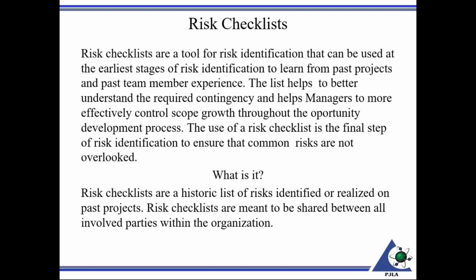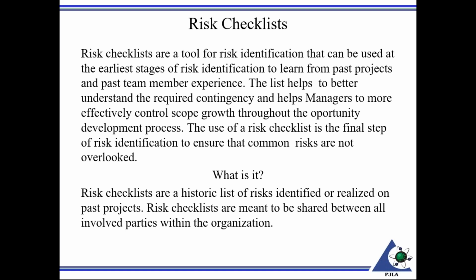Compliance to 17025. A risk checklist is a tool for risk identification that can be used at the earliest stage of risk identification to learn from past products and past team members' experience. The list helps to better understand the required contingency and help managers to more effectively control scope growth throughout the opportunity development process. The use of risk checklists is the final step of risk identification to ensure that common risks are not overlooked. So what is it?